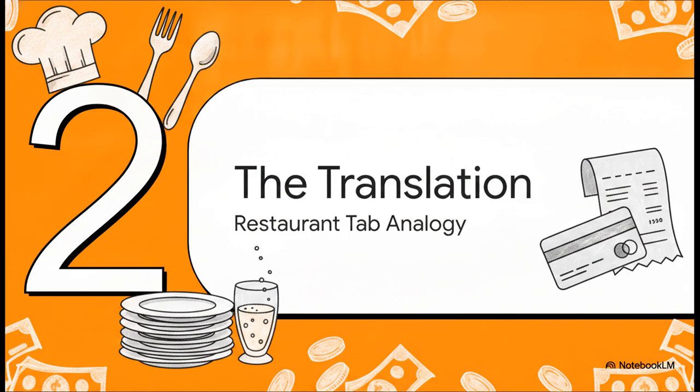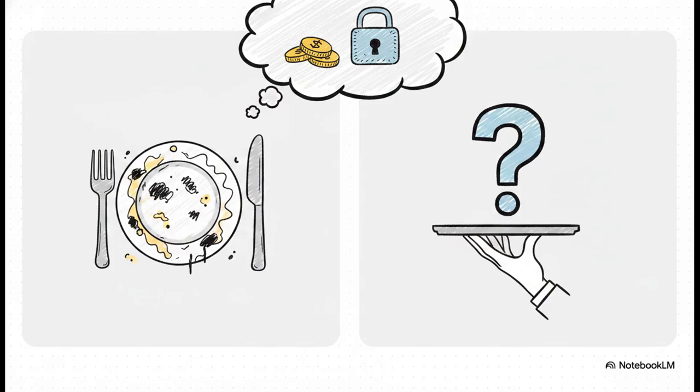Moving on to Section 2, the translation, the restaurant tab analogy. Now, I know this can feel a bit abstract if you aren't staring at accounting software all day long, so let's translate this into an everyday situation. Think about running a tab at a really nice restaurant. You've just eaten this massive, expensive dinner. In our corporate world, consuming that dinner, that's your goods receipt.